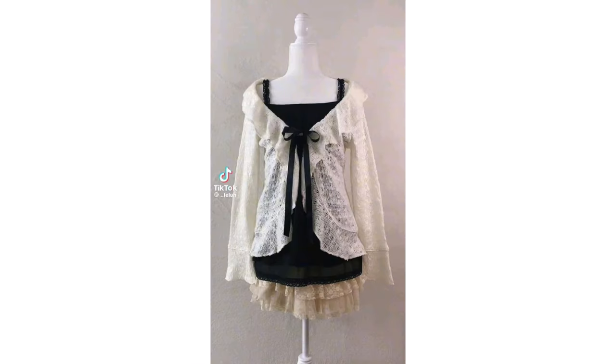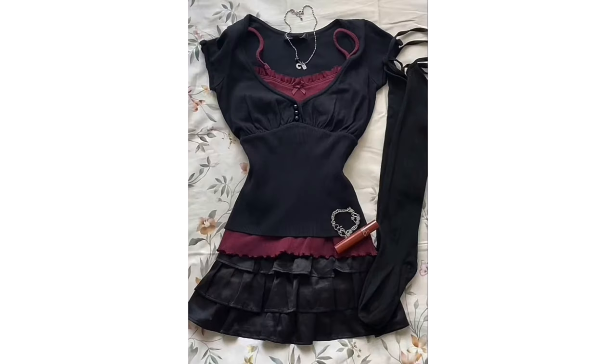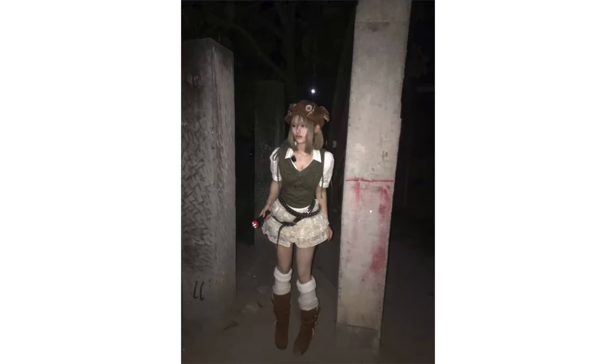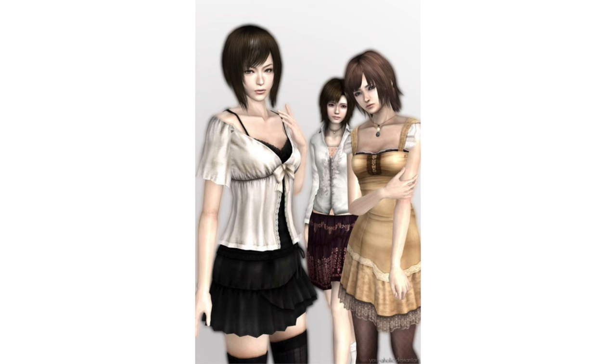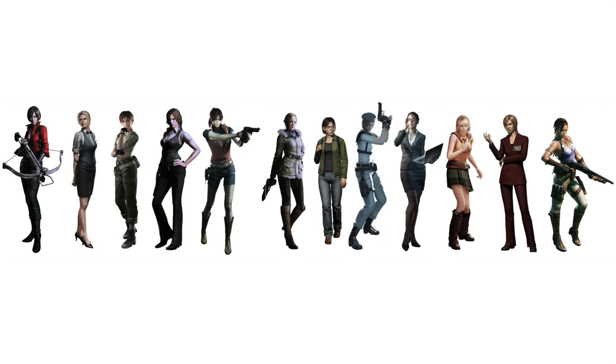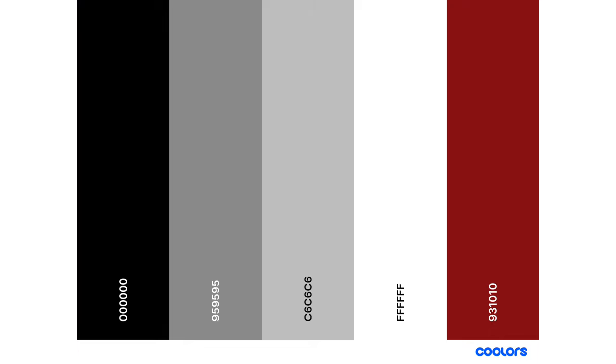There's some layering in this aesthetic, especially with tops, like layering lace camisoles under blouses or vests on top of blouses. And that's one way you could play around with this aesthetic and try to make it your own. The video games you see a lot in this aesthetic include Fatal Frame, Silent Hill, Resident Evil, and I don't know, anything else? Let me know in the comments below because again, I'm not an expert on horror video games. For the color palette, you definitely see a lot of black, white, and gray, and maybe some red accents.